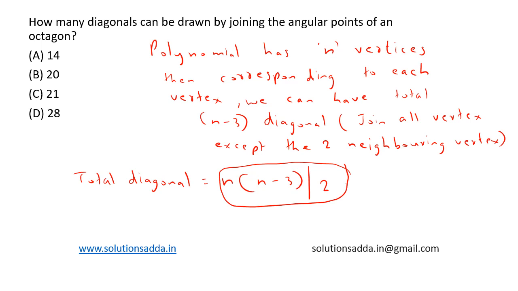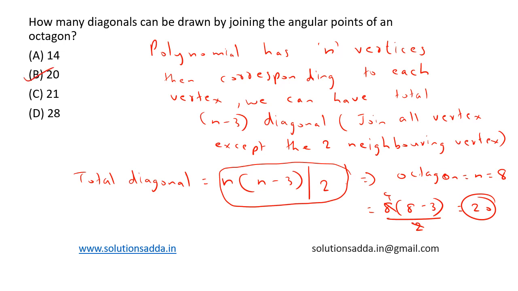Now the question is asked regarding an octagon. Octagon has n equal to 8. So we can have 8 into 8 minus 3 divided by 2. So after cutting short, we will get 20. So option B, 20 is the right answer.